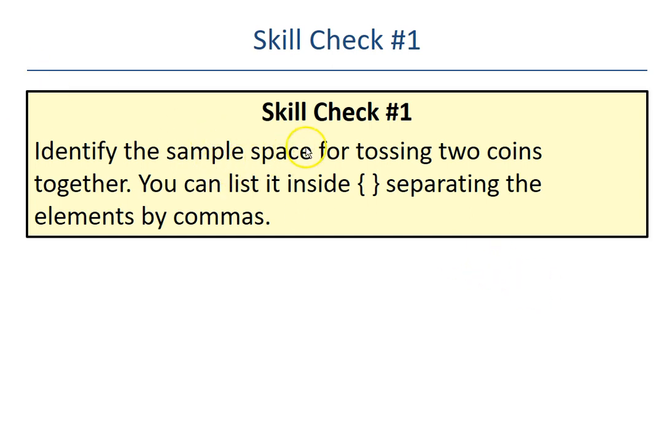All right, for your skill check number 1, identify the sample space for tossing 2 coins. Now, what's the possibility when you toss a coin? It could be heads or it could be tails. So it's going to be very much like boy, girl, girl, boy. And so if you have 2 coins, there will be 4 in your sample space. And there they are listed below.